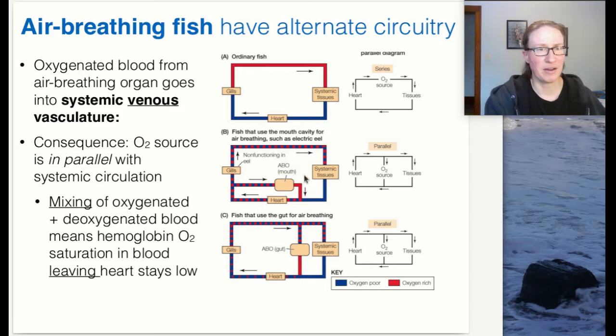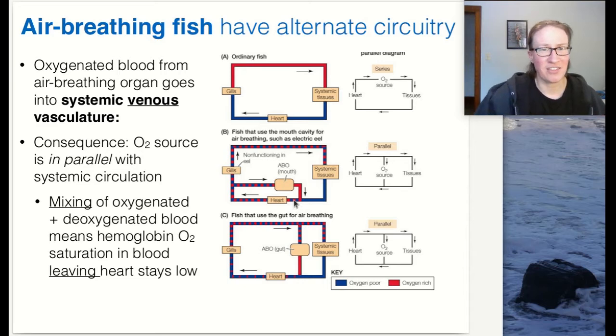The upper diagram illustrated here shows the air-breathing organ taking blood that comes from the heart, so it's pumped out by the heart. Normally that would be deoxygenated in a non-air-breathing fish. Some of that blood gets diverted into the mouth, their air-breathing organ. In that organ, that blood is going to become oxygenated, and then that oxygenated blood is going to return to the heart. It's going to mix with the deoxygenated blood coming from the systemic tissues.